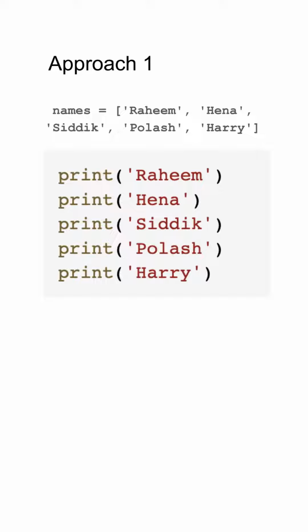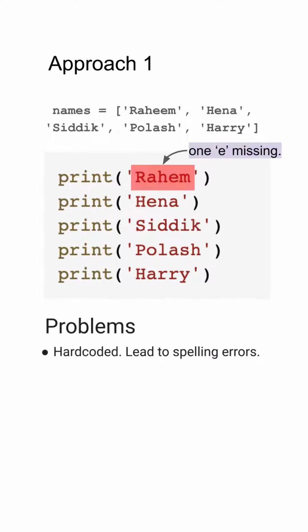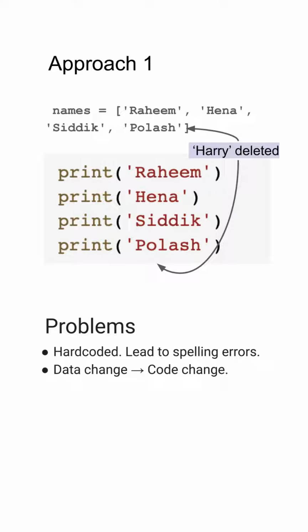One option is we can use this print statement to print the names one at a time. There are several limitations of this approach. For example, when we write the names in the code or hard code them, spelling errors may happen. Another problem is if the data changes in the future, for example, a new name is added or an existing name is deleted, we have to change the code as well.